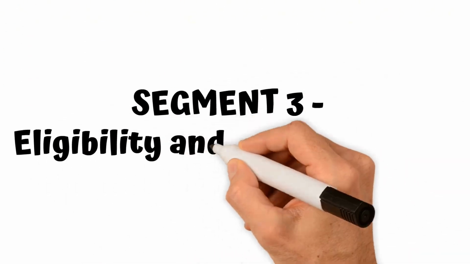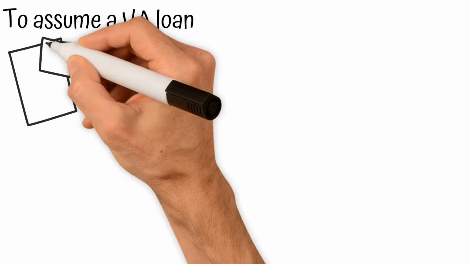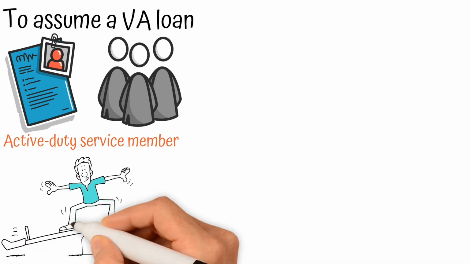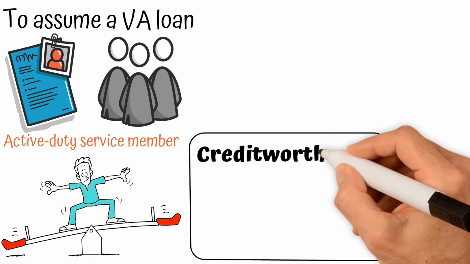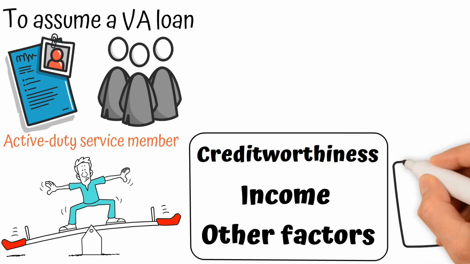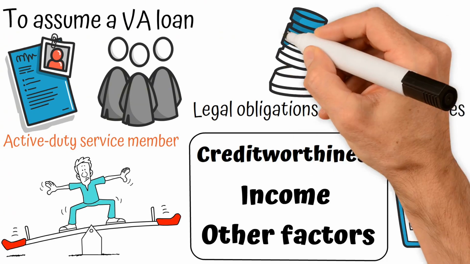Segment 3. Eligibility and requirements. To assume a VA loan, certain eligibility criteria must be met. First, you need to be either a veteran or an active duty service member. Second, you should qualify for a VA loan based on creditworthiness, income, and other factors. Lastly, you must agree to assume all legal obligations and responsibilities associated with the loan.